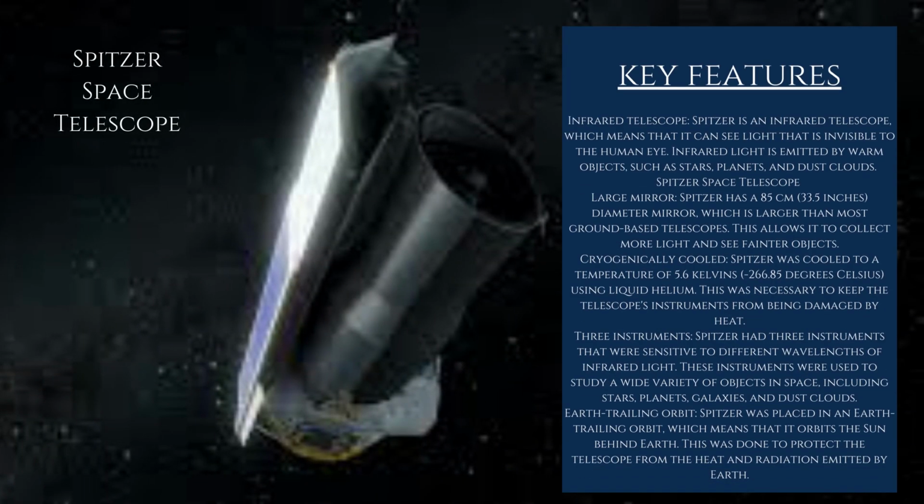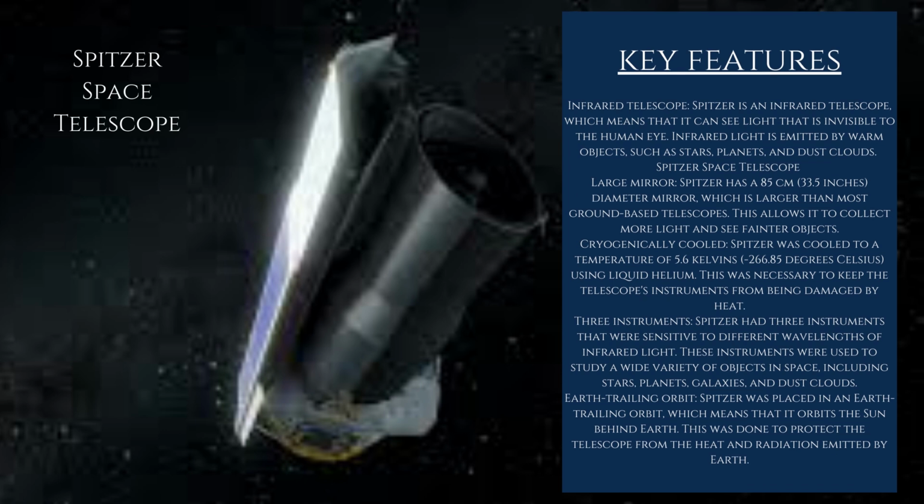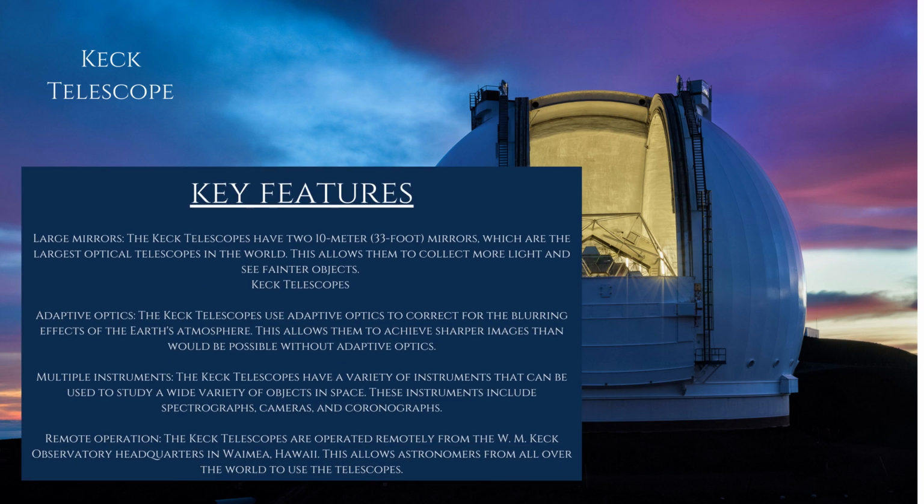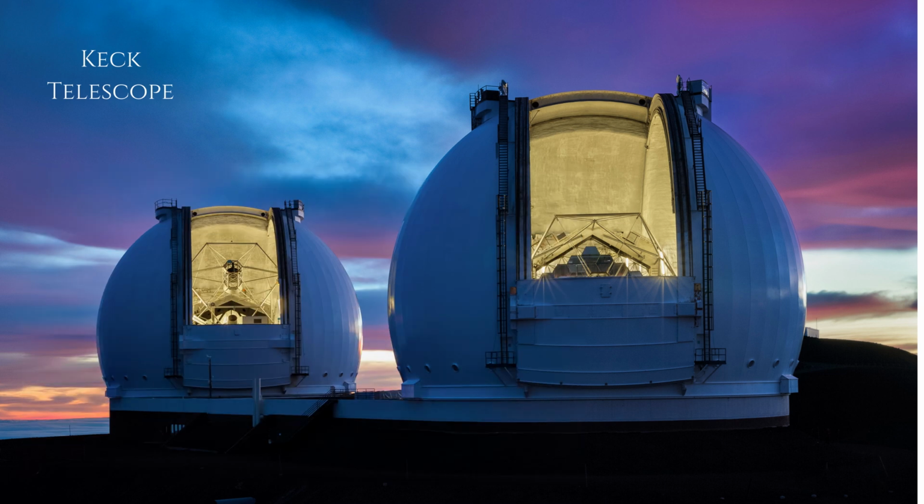Spitzer Space Telescope, this infrared telescope was in operation from 2003 until 2020. Unlike most telescopes that orbit Earth, Spitzer orbited the Sun and provided us with views of space that optical telescopes couldn't achieve. Keck Telescope, this one's for the Earth-based telescope fans. Located on Mauna Kea in Hawaii, the Keck Telescope boasts a 32.8-foot diameter mirror. Its high-altitude location minimizes atmospheric distortion, giving us clearer images.